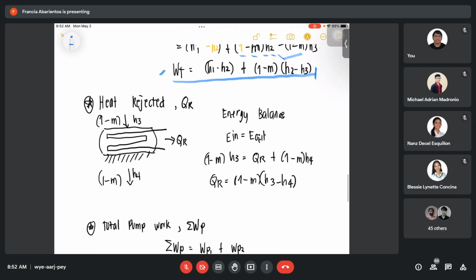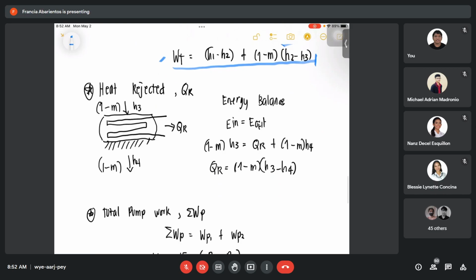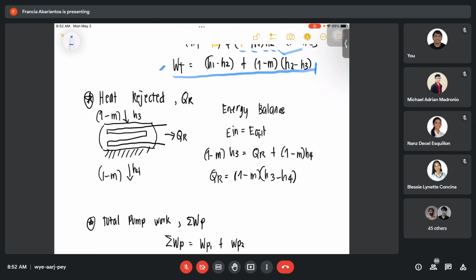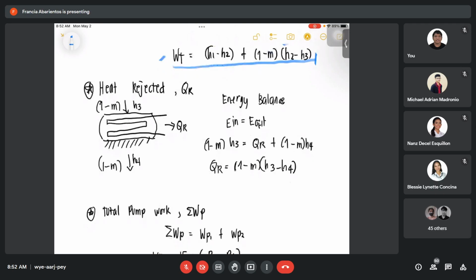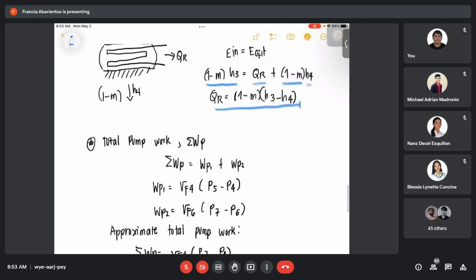And in the heat rejected, since meron na tayong extracted steam, so this is now 1 minus m. Energy equation, we have now entering the (1 minus m)H3, which is equal to the leaving, the heat rejected at the condenser as well as the same bleed steam or the 1 minus m times the enthalpy at point 4. So this is now the heat rejected. We have (1 minus m)(H3 minus H4). Okay? We move on to the total pump work.